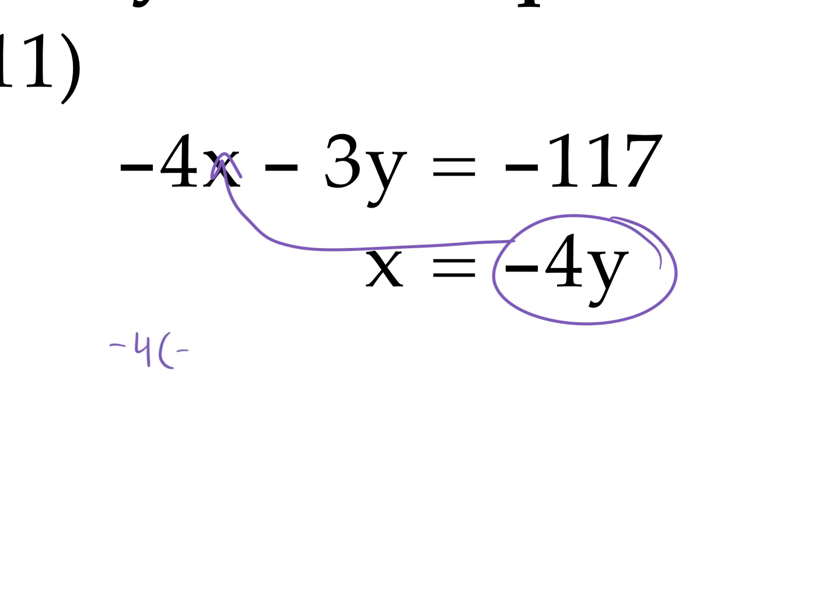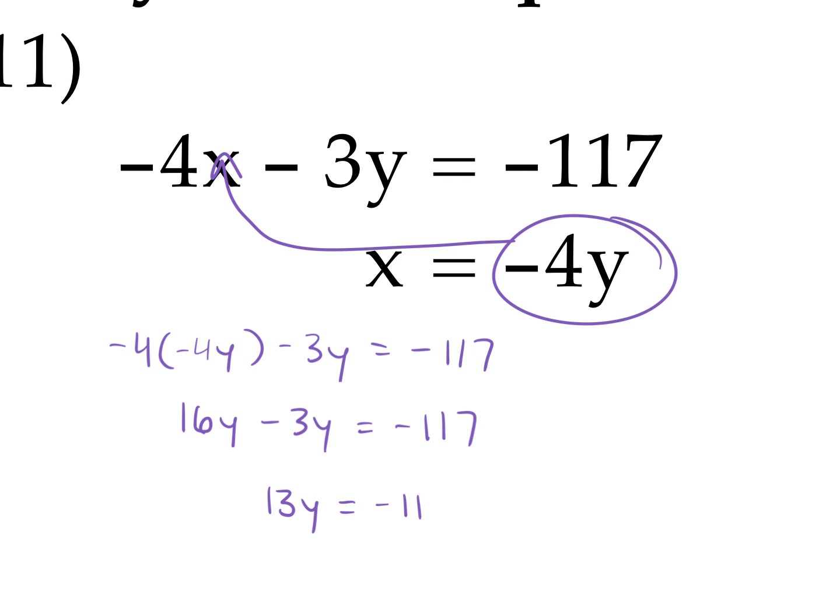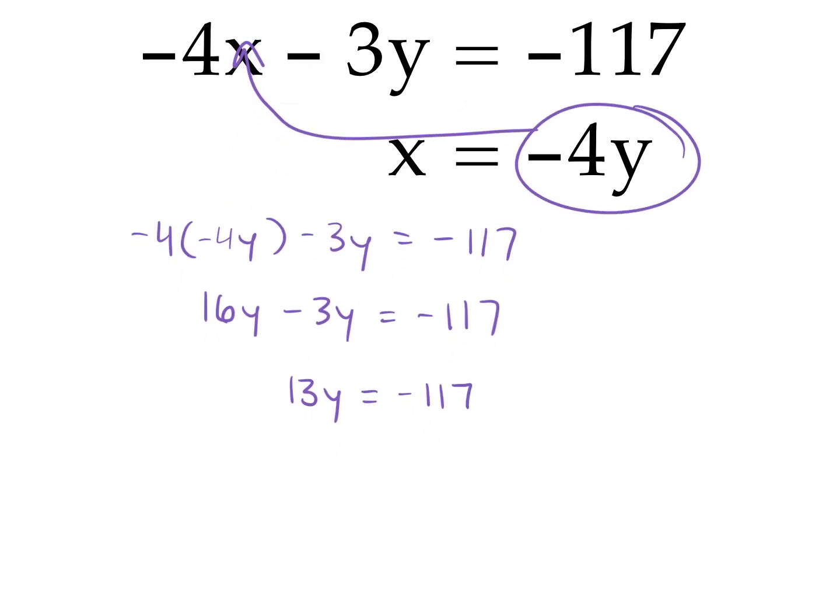So I have negative 4 times negative 4y minus 3y is equal to negative 117. So 16y minus 3y is equal to negative 117. 16y minus 3y would be 13y is equal to negative 117. What do I do next? Divide by 13. What is 117 divided by 13? 9. Negative 9. Perfect.